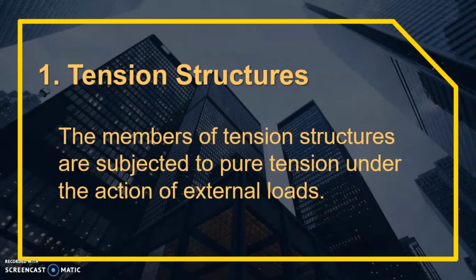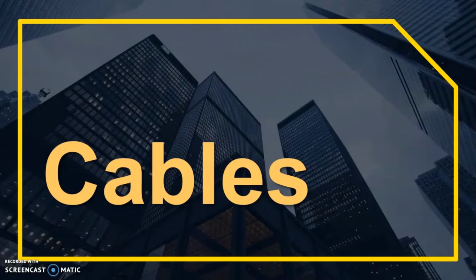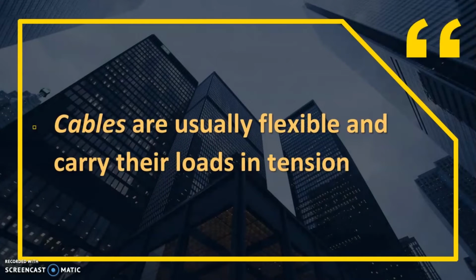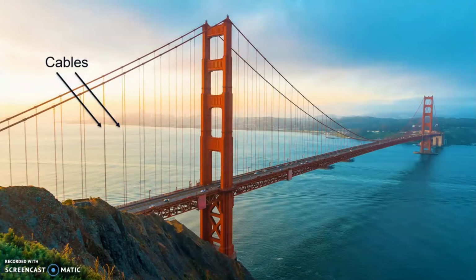So number 1 is tension structures. The members of tension structures are subjected to pure tension under the action of external loads. Example ng tension structures, we have cables. Cables are usually flexible and carry their load in tension. Another term for cables is steel wires. So example niyan, this is a suspension bridge na gumagamit ng cables.